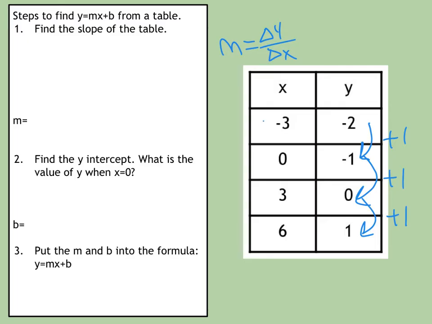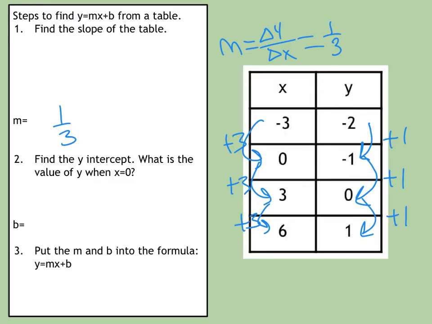Looking at my change in x, negative 3 to 0, I could subtract 0 minus negative 3. That's going to get me plus 3. 0 to 3, I'm adding 3 again. 3 plus 3, I'm adding 3. It's going to get me 6. So my change in x is going to be 3. So then when I put this in, my change in y is 1. My change in x is 3. So my slope is 1/3.